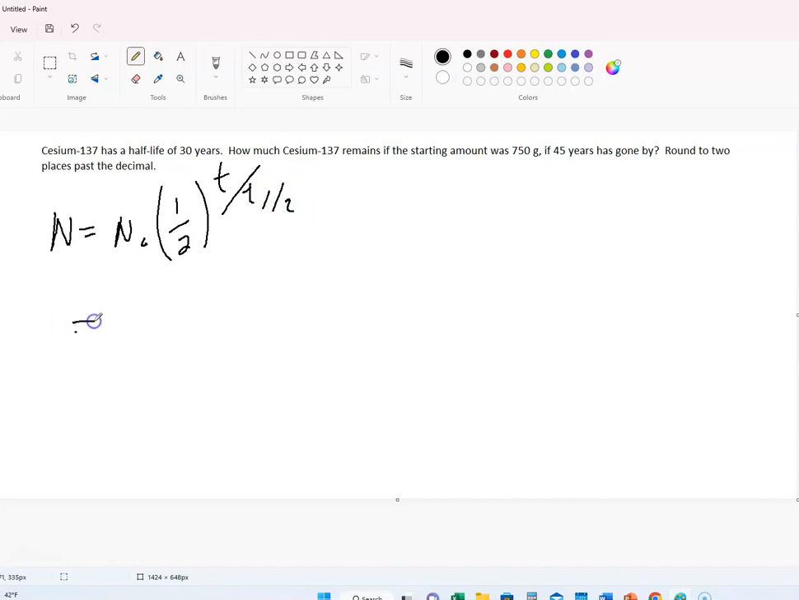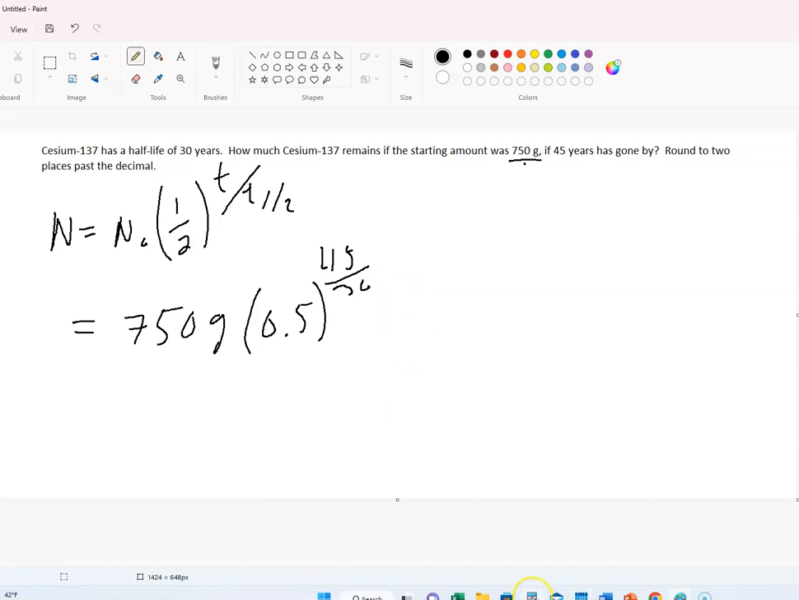Now we're going to put the numbers in. The starting amount is 750 grams, that's N sub 0, so N is also going to be in grams. This is going to be 1/2 or 0.5 raised to the t, the amount of time that goes by, which is our 45 years, divided by 30. So you just have to do 45 divided by 30.